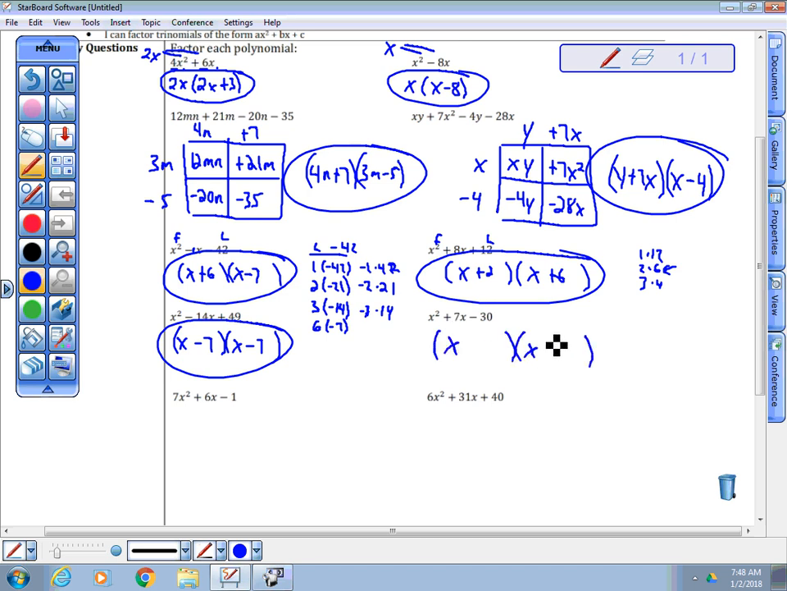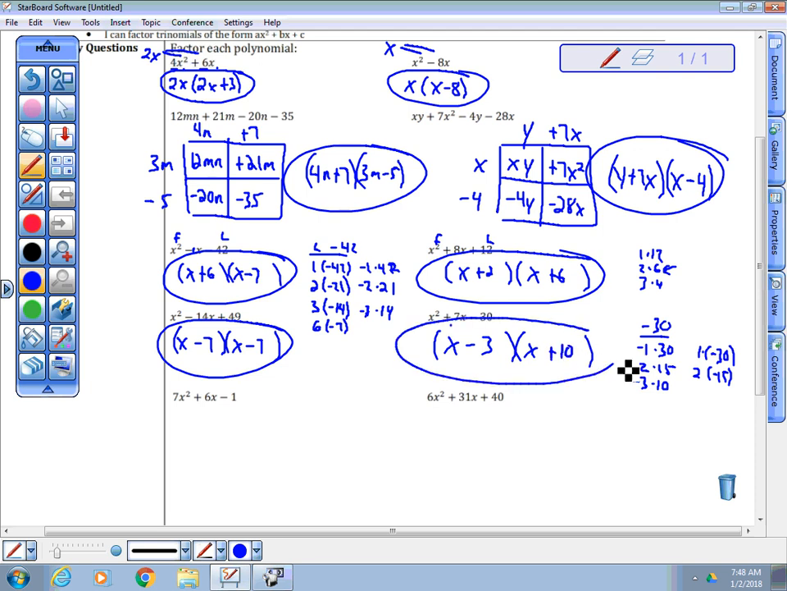This one is x and x, and for my negative 30 I'm having negative 1 and 30, or 1 and negative 30. Negative 2 and 15, or 2 and negative 15. Negative 3 and 10, and I'm going to stop there because it multiplies to give me negative 30 and adds together to give me plus 7. So minus 3 and a plus 10.